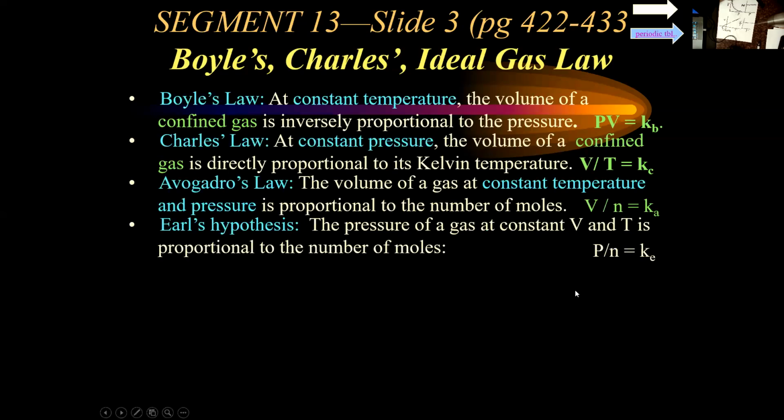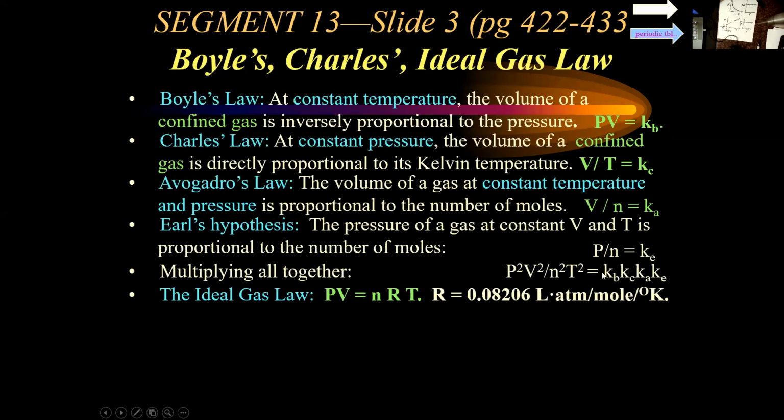Okay. So here are some relationships involving pressure, volume, and temperature. From Boyle's law, we see the pressure times volume is constant. From Charles' law, the volume over temperature is constant. From Avogadro's law, the volume over the number of moles is constant. And the hypothesis is that pressure over moles is a constant. So the right-hand side of all of these are constants. So you could multiply them all together, and then you'd get something like this. And if I take the square root of both sides, I'll get PV over nT is equal to some constant. And the product of these constants is R.